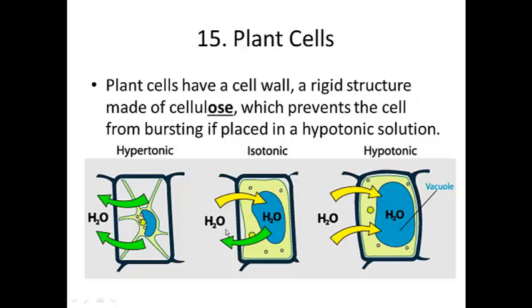In isotonic, that means that the concentrations are equal, so just as much water flows in as flows out. In hypotonic, that would mean that the inside of the cell is more concentrated with solutes than the outside of the cell. Water would flow into the cell, but this cell wall here is preventing this cell from really expanding to the point of bursting. And you see that the water vacuole gets bigger too.